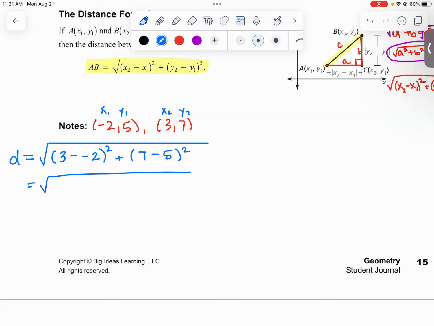Okay, so this becomes 5 squared. And then 7 minus 5 gives us 2 squared. So underneath, we have 25 plus 4, which is just the square root of 29.